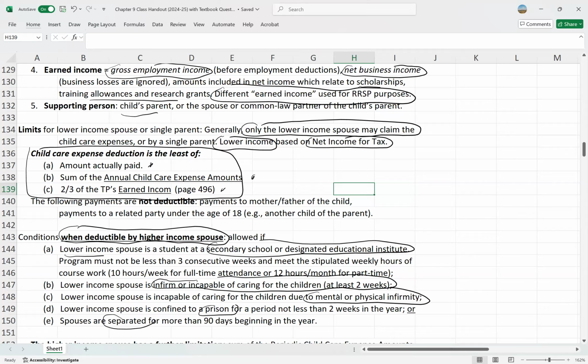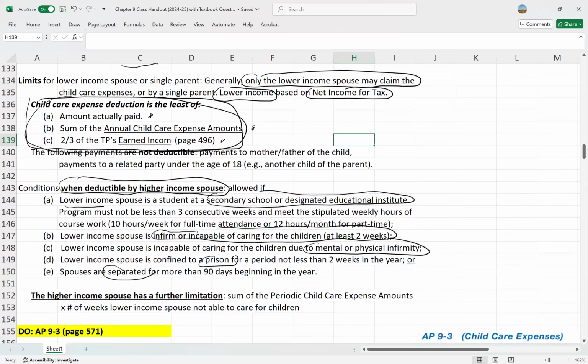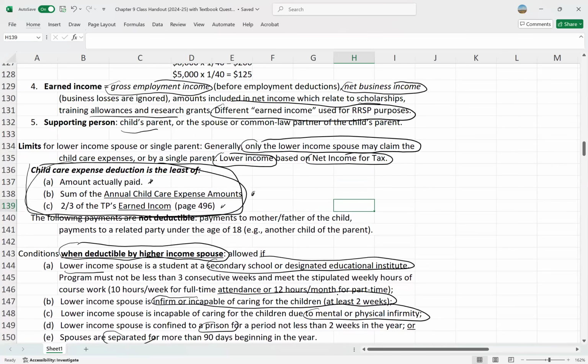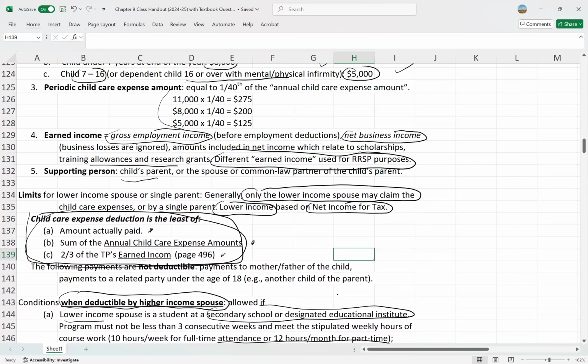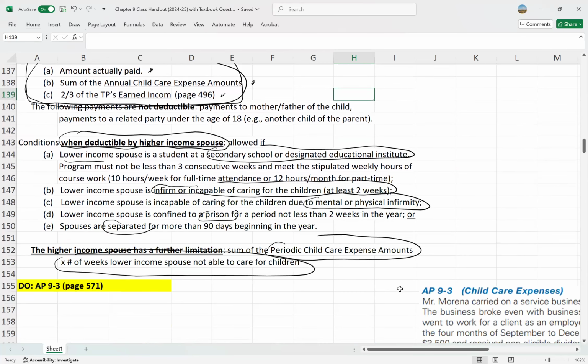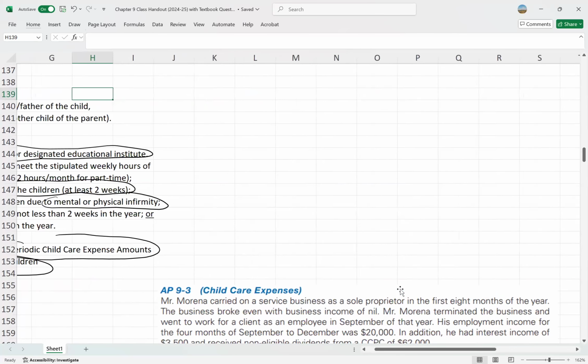Now, the higher income spouse's claim is also going to be the least of these three amounts, but there's also going to be a fourth amount as well based on the periodic amounts. Remember those periodic amounts? The 1/40th of the annual amount. Now, I realize this seems really confusing, so let's put these rules into an example. And the example we're going to look at is right over here.